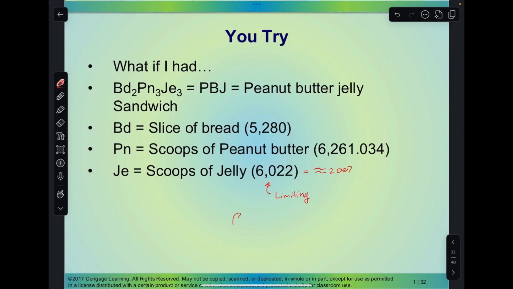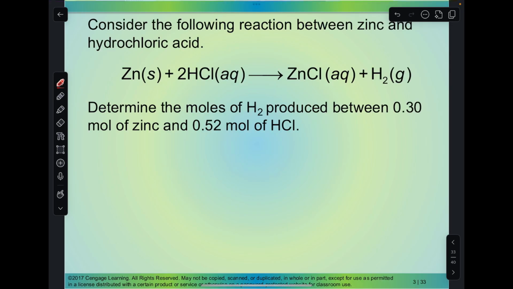So you just find the value that gives the fewest moles. Find the value that's going to give the fewest moles from your starting material. Okay, so consider the reaction between zinc and hydrochloric acid. I will give you a second to do this, and then we will move on to the next part.